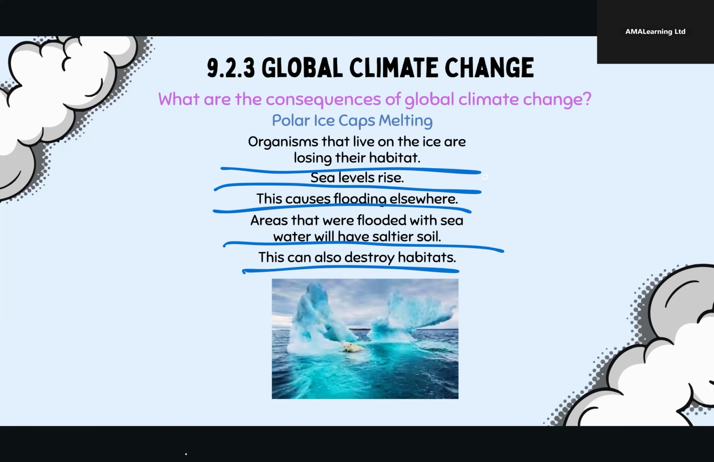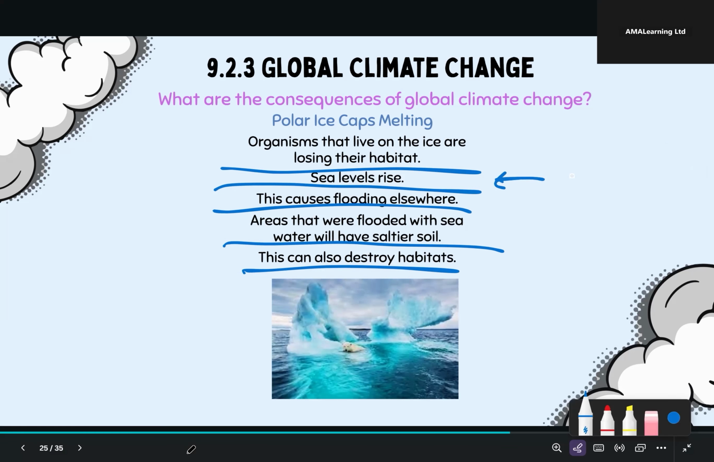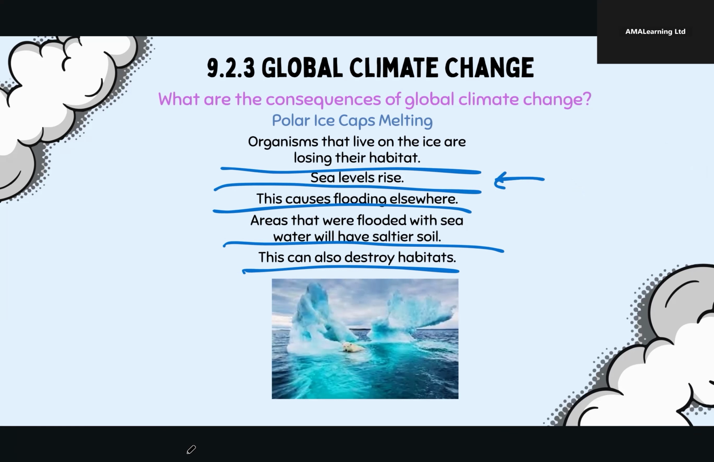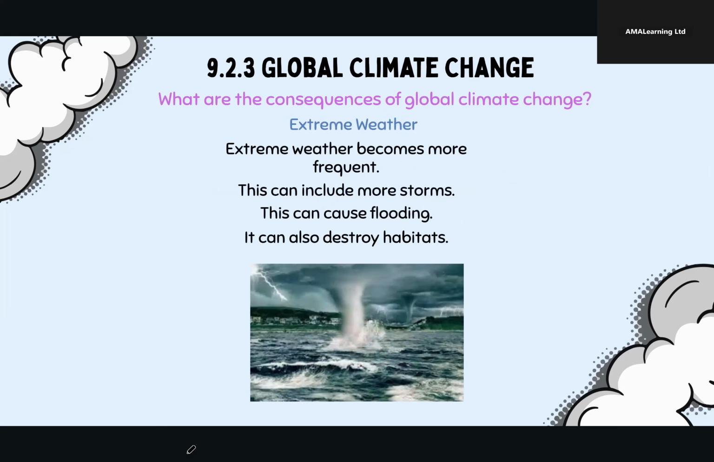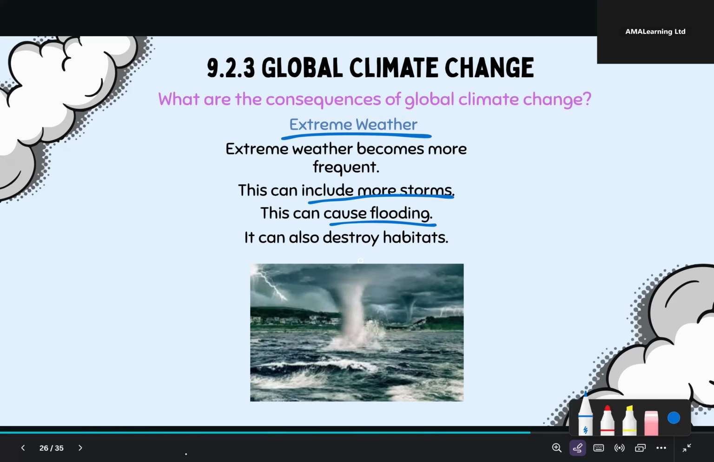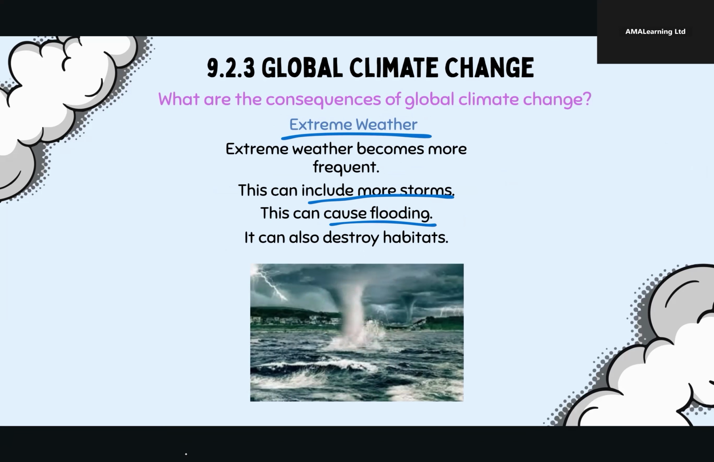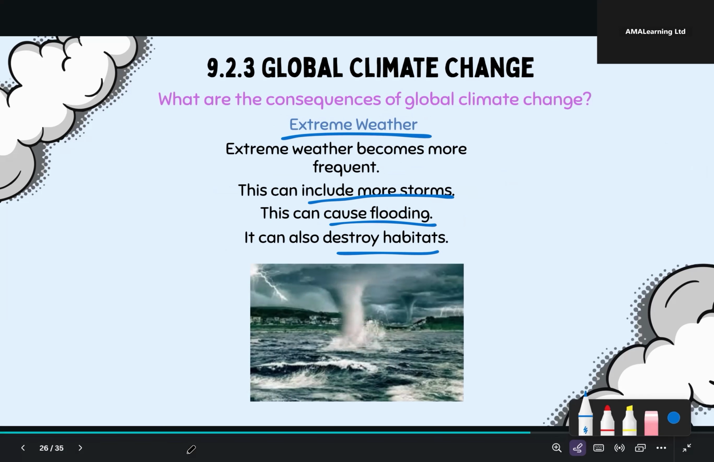Now, if the sea levels are rising, that's one thing. If the sea becomes warmer, then automatically, if you warm something up, it has more energy, the particles move around more, it requires more space. So the increase in temperature also causes the sea levels to rise further. Now, we've probably seen this over the last few years. We've had an increase in extreme weather. So we've had more storms, more flooding, and overall, what that's led to is a destruction of more habitats.